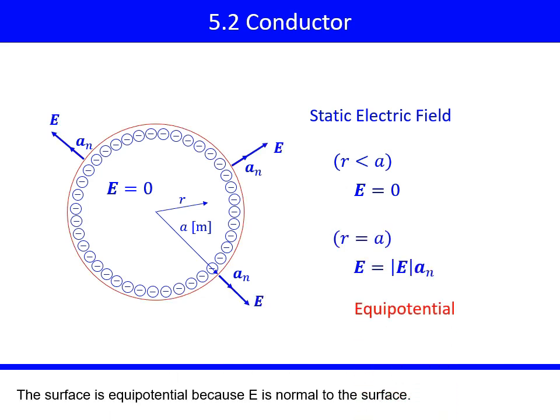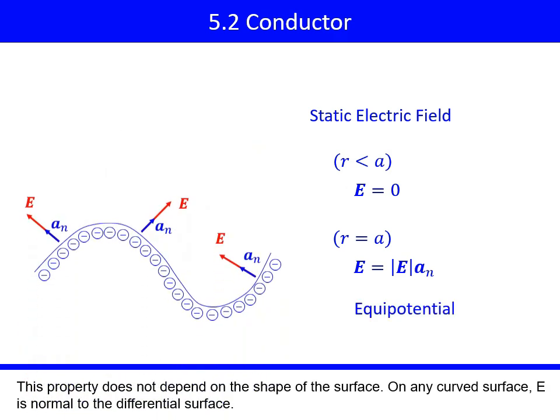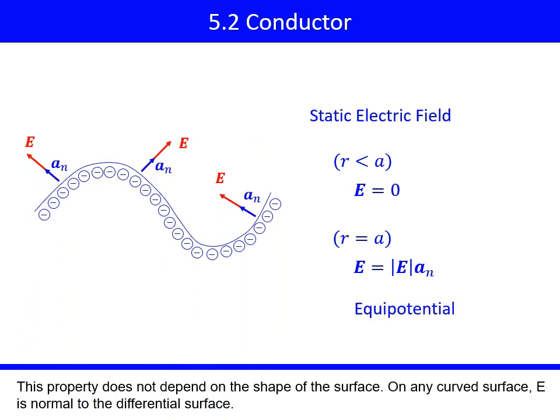The surface is equipotential, because E is normal to the surface. This property does not depend on the shape of the surface. On any curved surface, E is normal to the differential surface.